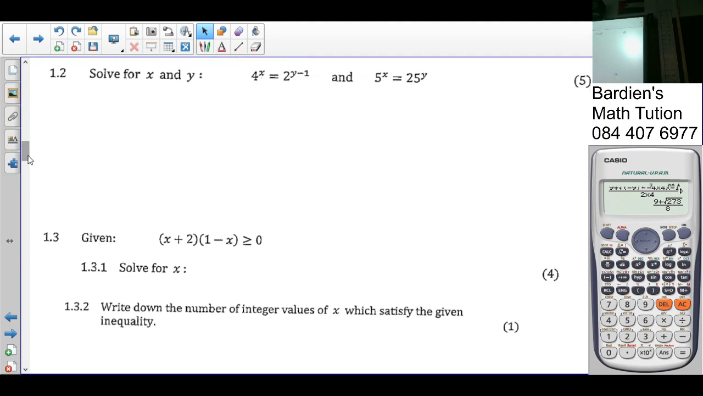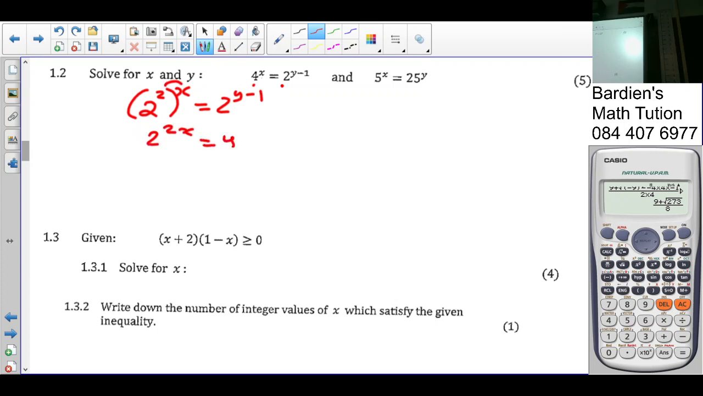People, 1.2. You must get a simultaneous equation. Okay, and here's your simultaneous equation. This is an exponential equation, so you must make the bases the same for the exponents to be equal. So 4 can be written as what? 2 squared raised to the x is equal to 2y minus 1. Multiply. So it's 2 to the 2x is equal to 2 to the y minus 1.